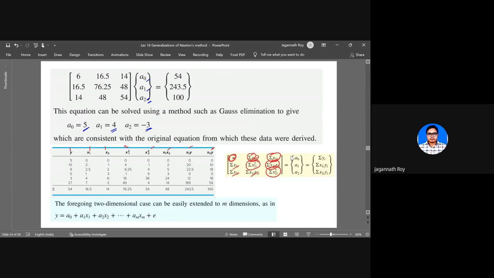So once we do that, you can see that the y values are calculated. Then the x1 values, x2 values, x1 square at all points, we are calculating. Similarly, x2 squares and other points. Now, if you substitute these values in these equations and solve it, after solving this, we have this one.